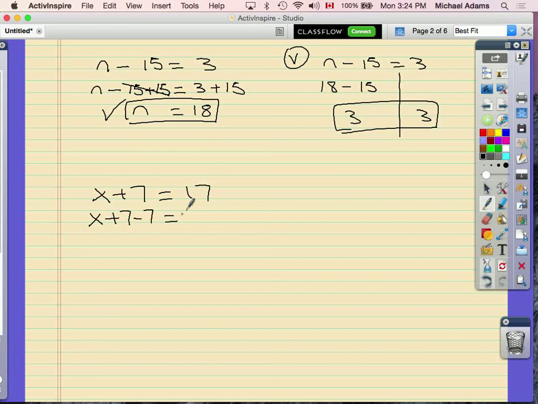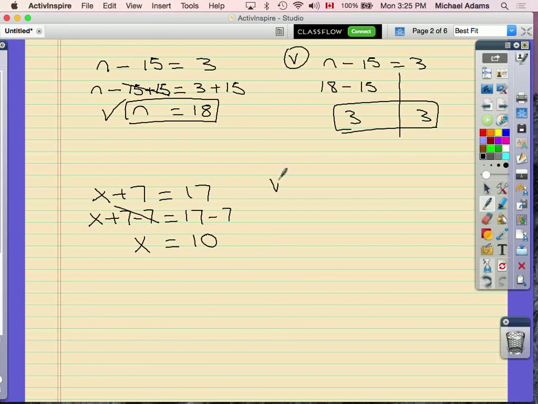The rule is what I do to one side, I do to the other. I minus 7 here, so I minus 7 there. Here, these are opposites, and opposites always cancel each other out. That means on the left side, I'm just left with x, and on the right side, 17 minus 7 is equal to 10. Not bad.